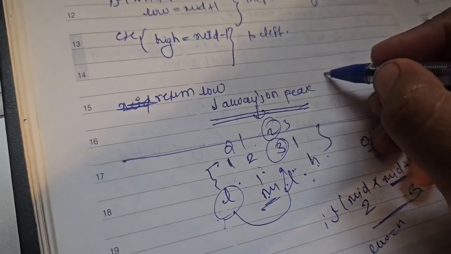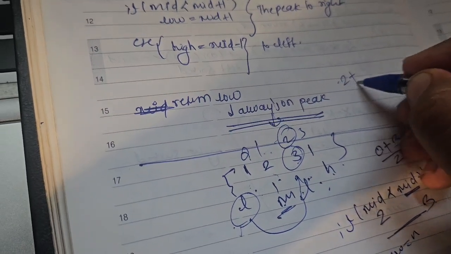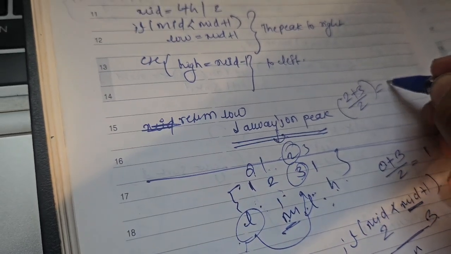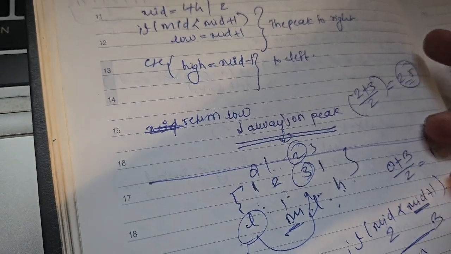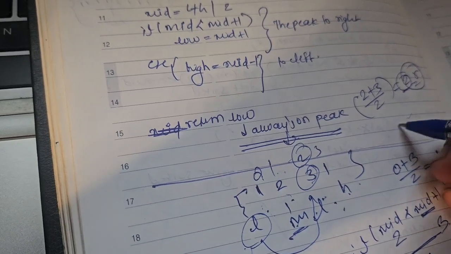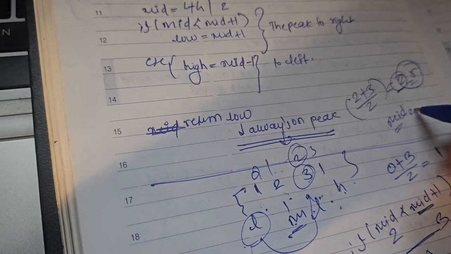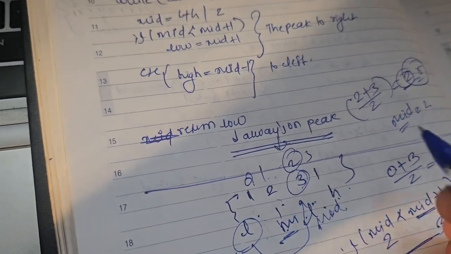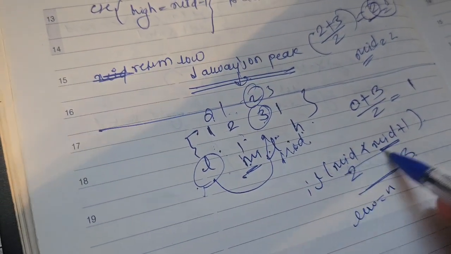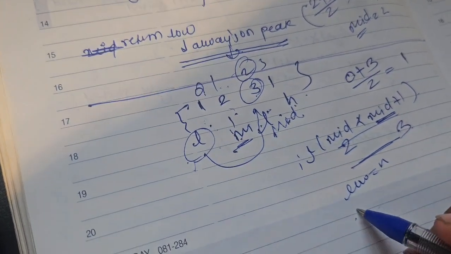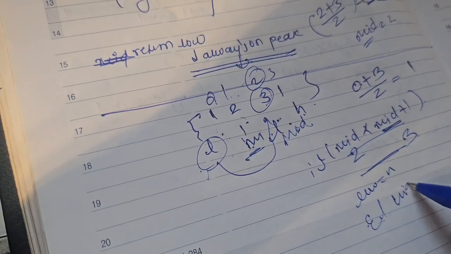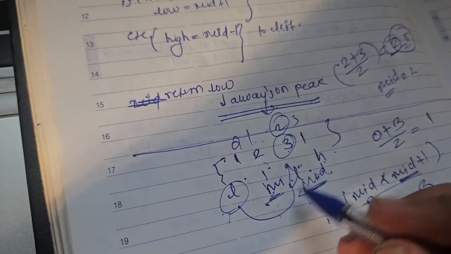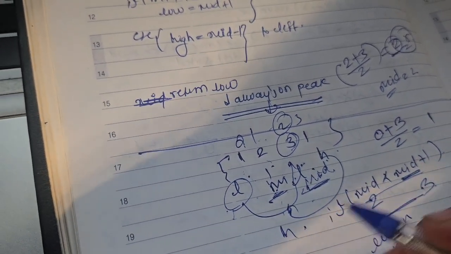In the next iteration, what we will do is 2 plus 3 by 2, which will be equal to 2.5, right? But we will take 2 as it is an integer. So mid is equal to 2. Mid comes here and we check. This condition gets false, then the else condition gets activated, where high is equal to mid minus 1. Here is mid minus 1, where high comes to 1.